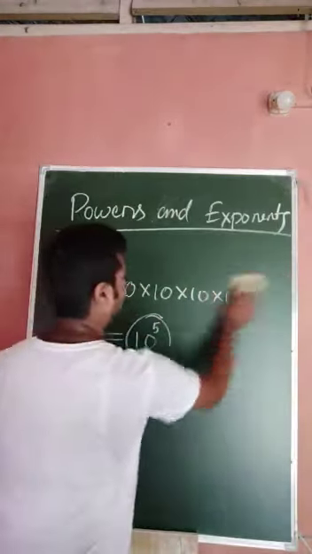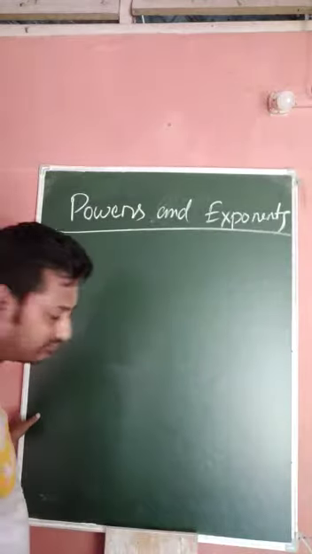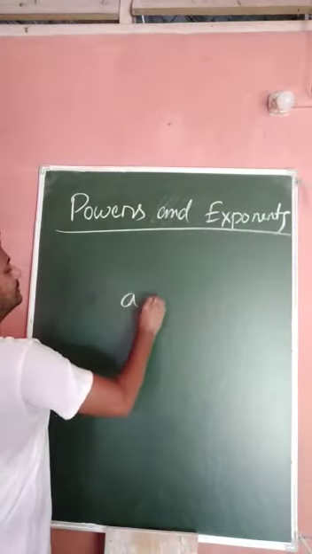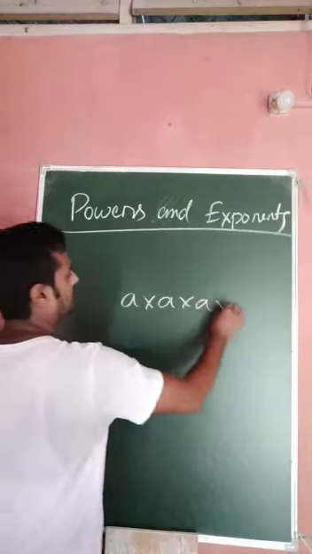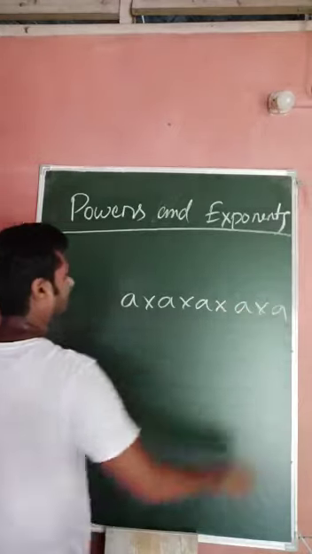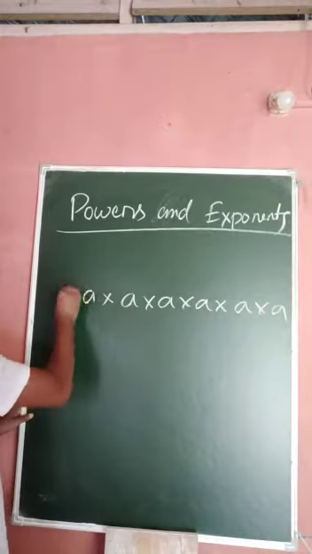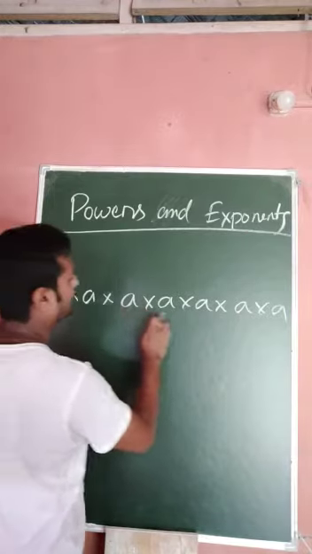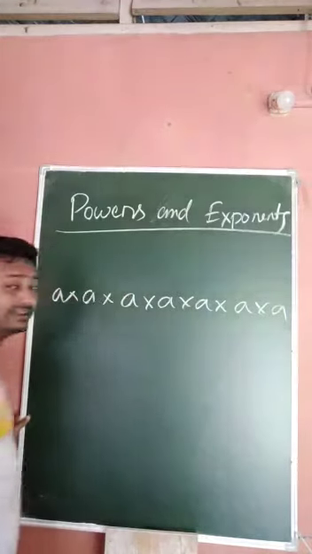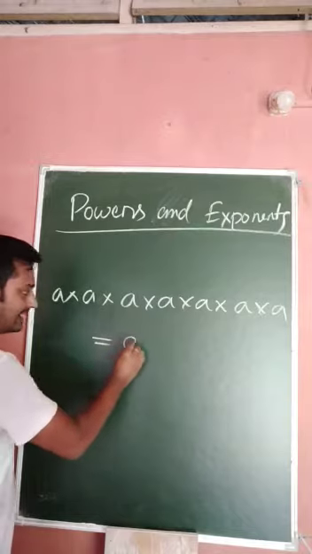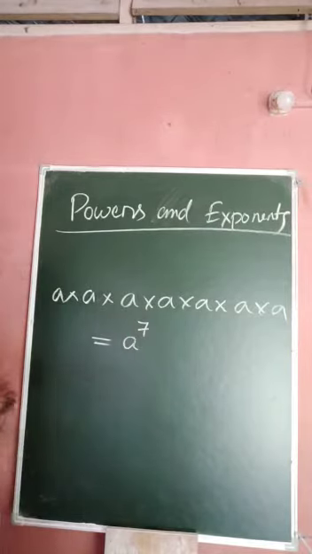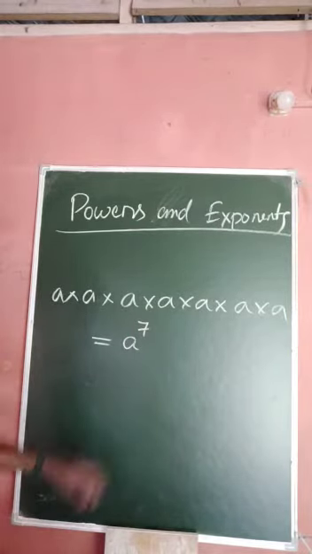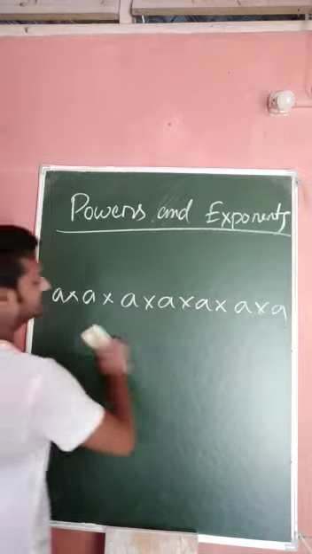Again, suppose one number is like that: a into a into a into a into a into a into a. So 1 2 3 4 5 6 7, a is multiplied. Which number is multiplied? a. And how many times? 7 times. So a to the power 7. This is called exponent.